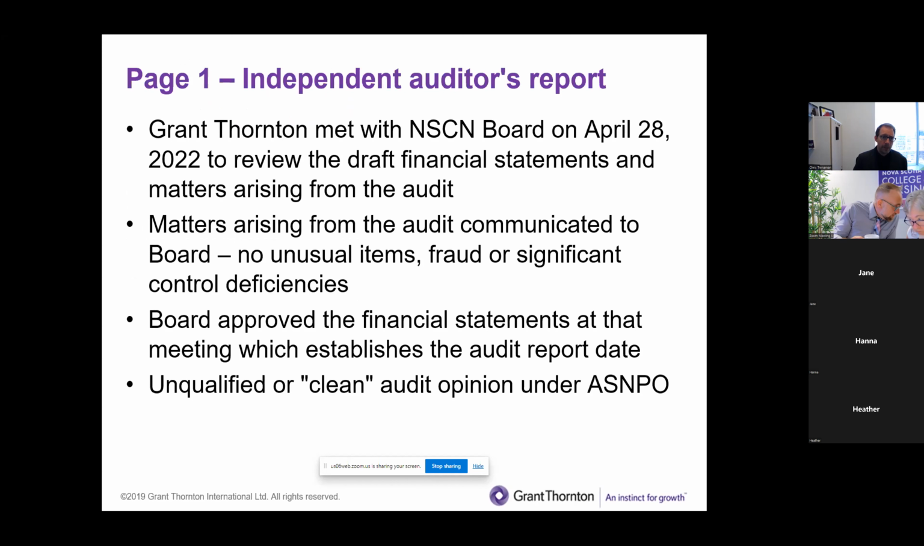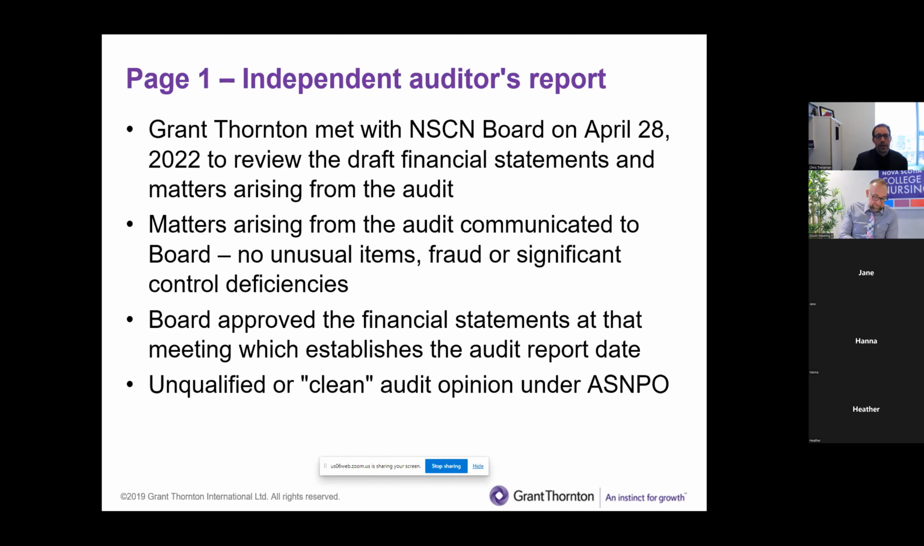Back on April 28th, we had the opportunity to meet with the NSCN board to review the draft financial statements for the current year under audit. At that point in time, we had discussions, we walked through the financial statements, as well as we had communication for the various required pieces under the Canadian auditing standards.